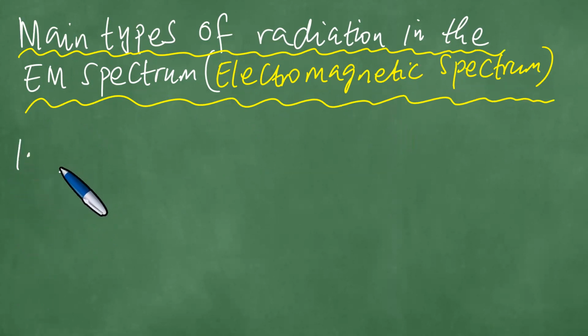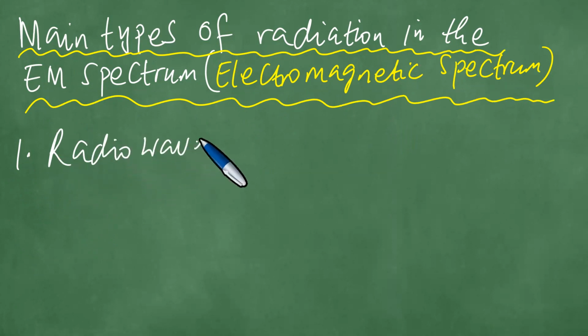Number one, radio waves. Okay, there are several types of radiation in the EM spectrum. Radio waves are among those. But let us first define this one.